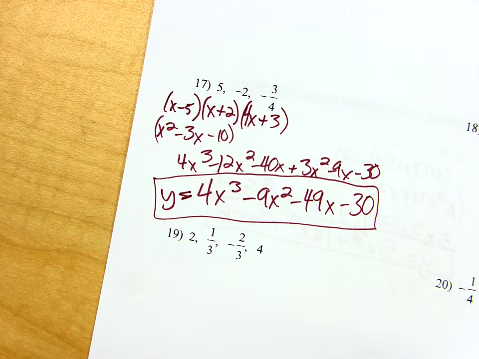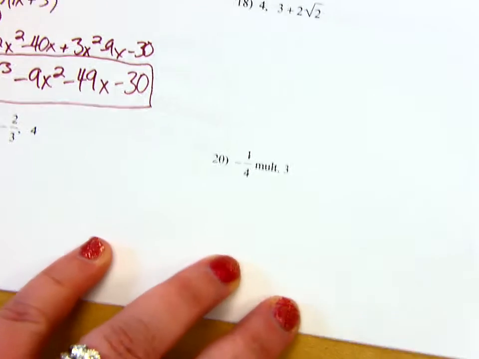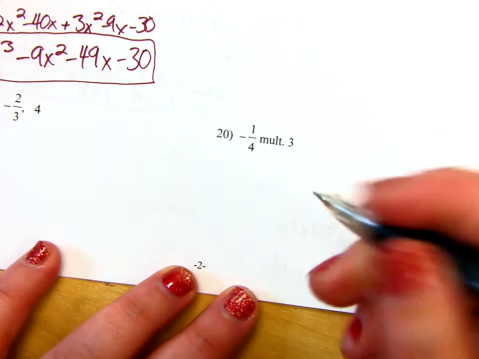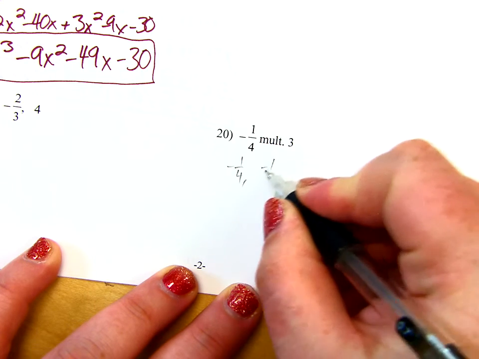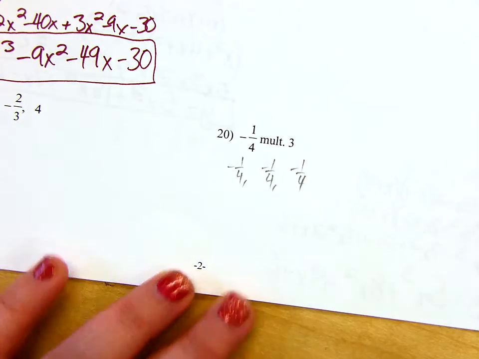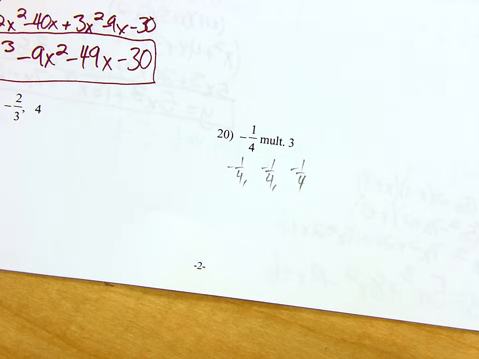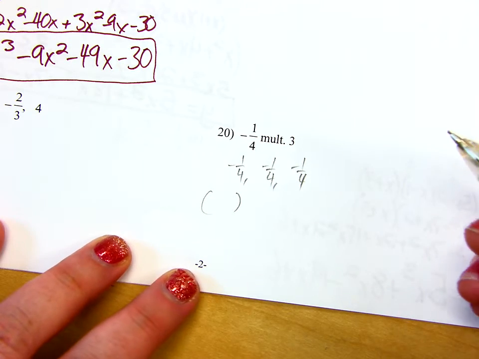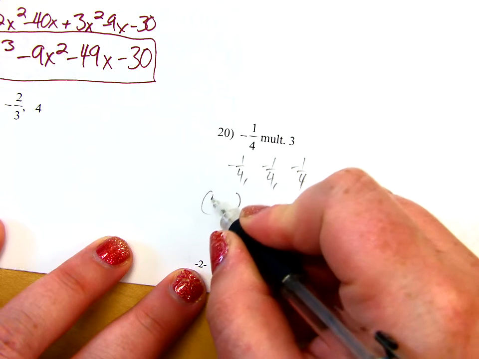Before we go too crazy, just look at number 20. What does that even mean? Negative 1/4 multiplicity 3. Cody? Right. So it just means that you have negative 1/4 three times. So that means, first of all, are any of these bringing anybody to the party? Do they have to bring a conjugate pair? No, they're all fine. What factor does negative 1/4 come from? 4x plus 1.